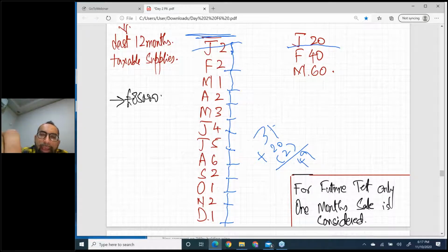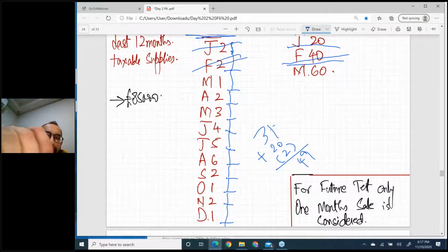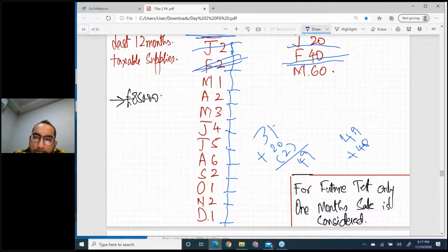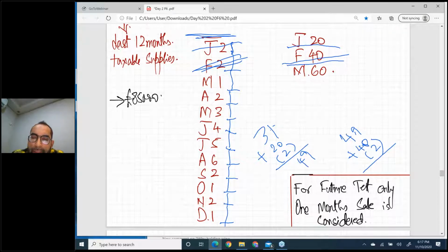85. Okay, add one more new month, and deduct one last old month. So 49 plus 40, the sale of this new month is 40. 49 plus 40 and minus 2. What is the number? Tell me. 49 plus 40 is 89, minus 2 is 87.